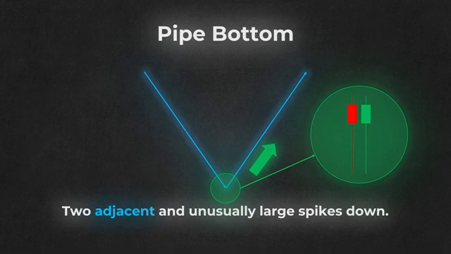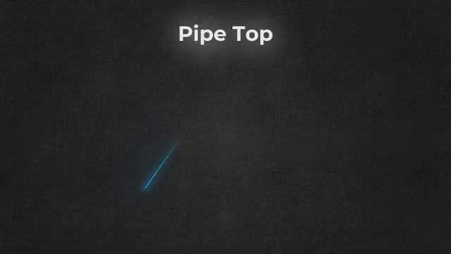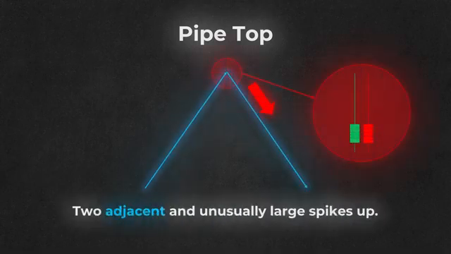The bearish version, called pipe top, is characterized by two adjacent and unusually large spikes up. This is similar to the horn pattern, but there is no candle in the middle of the spikes. This also implies a double top formation in a lower time frame, but it's like we are zooming out even farther in relation to the horn formation.